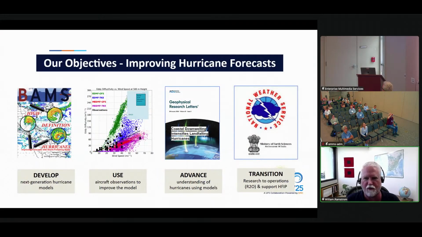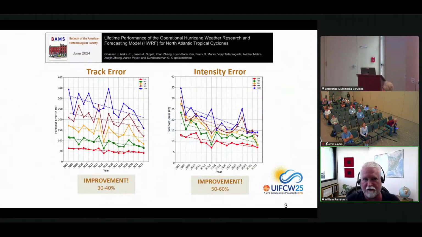In the interest of time, I'll just go over this one very quickly, but the objectives of our lab are to work on a lot of different ways of improving hurricane forecasts, from developing next generation hurricane models, starting with HWRF that Gopal began over 15 years ago, using our aircraft observations to improve the model, as well as for situational awareness of actual events as they are ongoing, using these models to advance our understanding, and then transitioning them into research to operations. We've had a lot of success in the past with the HWRF, and now with the HAFS, we're going to be continuing with additional upgrades to the forecast modeling.